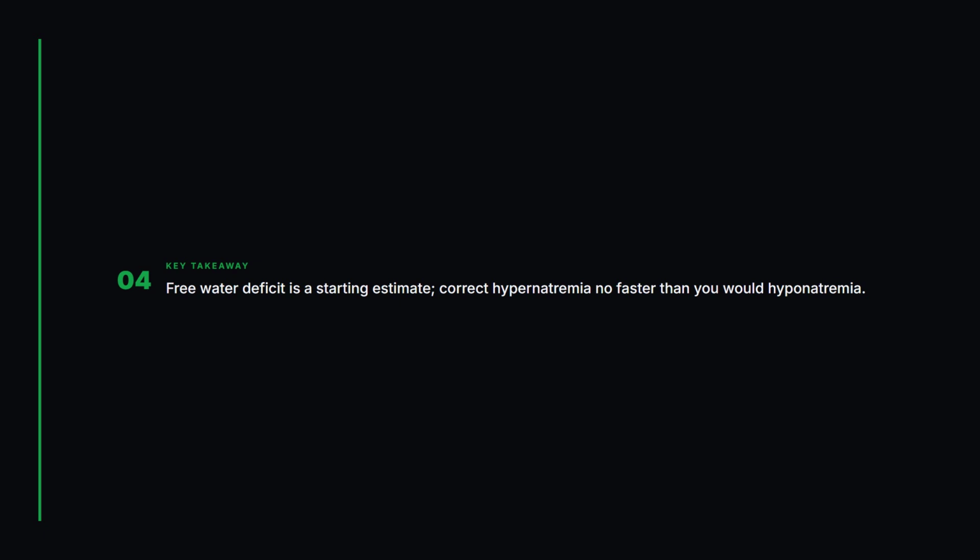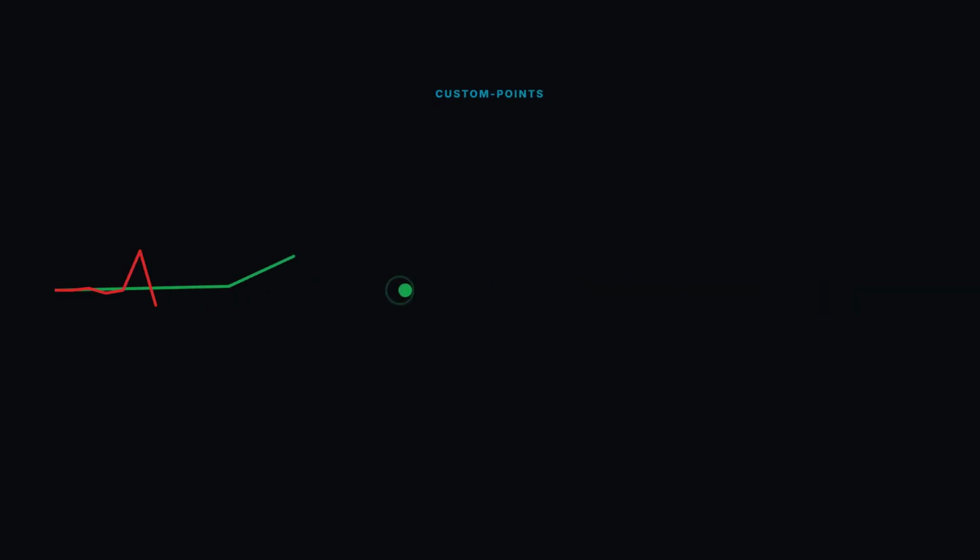Peak T waves are the earliest ECG sign, typically appearing above 5.5 to 6.5 milliequivalents per liter. But don't anchor on the ECG alone. Findings are notoriously variable, and the absence of ECG changes does not exclude dangerous hyperkalemia.